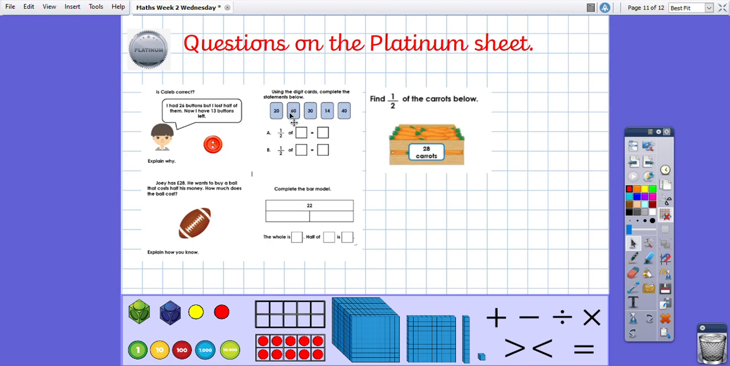And platinum, you've got 5 questions. You need to tell me if Caleb is correct. Use these cards to complete the statements. Obviously you won't use all of them because there are 5 cards and only 4 boxes. Joey's got a problem with some money and he wants to buy a ball. Can you explain how you know how much his ball costs? And then you as well have got a bar model. So you've got 22 and you need to split that into 2 groups and then find half of the carrots.